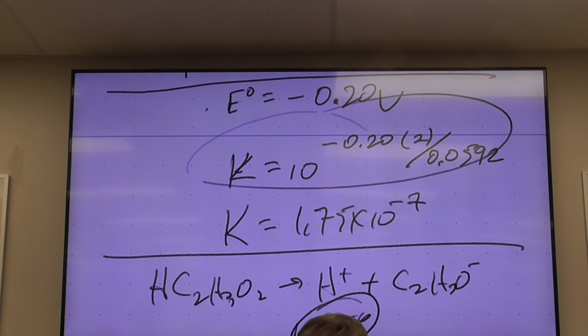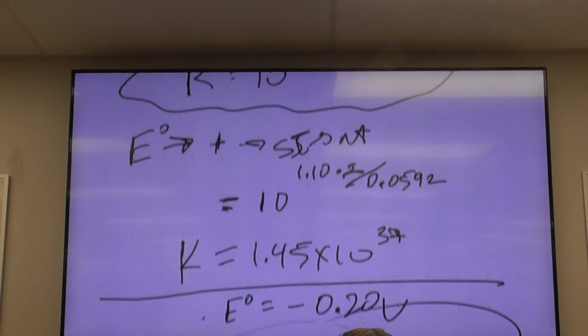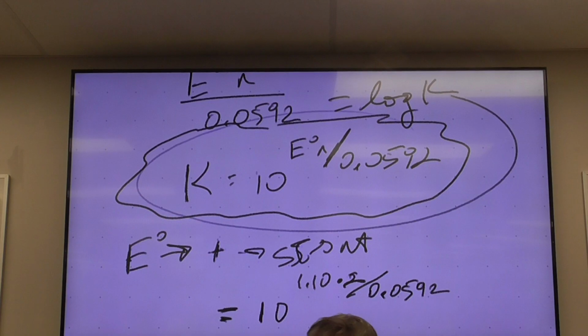So what this is telling you is that if you look at this relationship with this E naught, this is where it all comes together. So if E naught is a negative number, which means the reaction is not spontaneous, which means your K values are going to be less than 1.